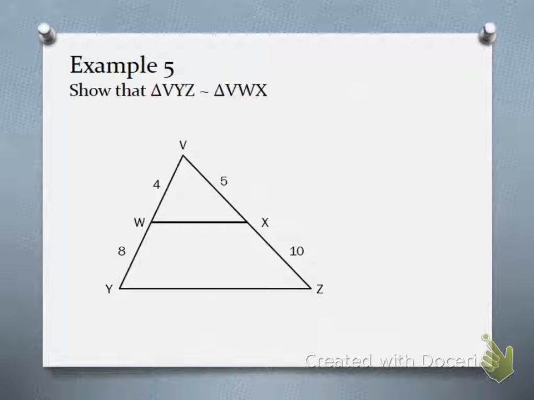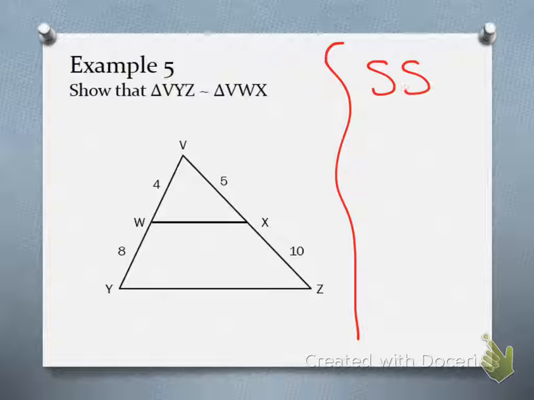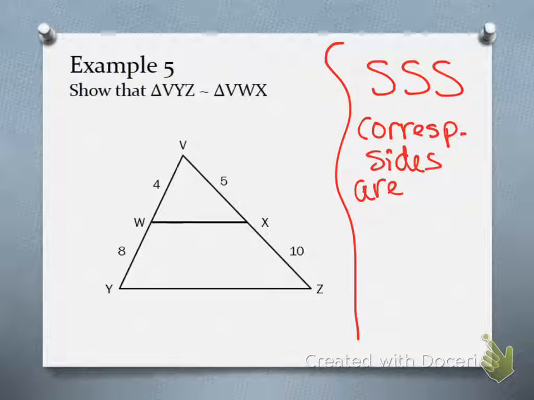Side, side, side. So one way that we talked about proving triangles similar, I'll just start a list over here, was side, side, side. And that meant that the sides from both triangles, corresponding sides, were proportional. So corresponding sides were proportional. That's one way to tell that 2 triangles are similar.